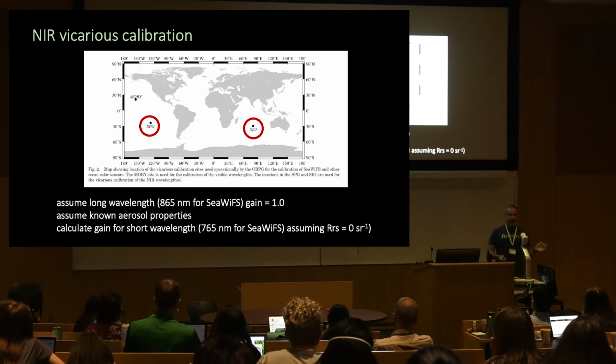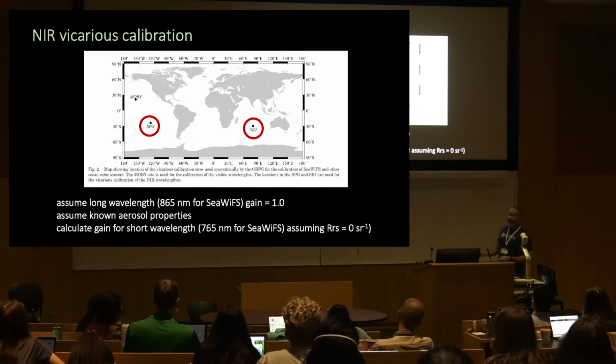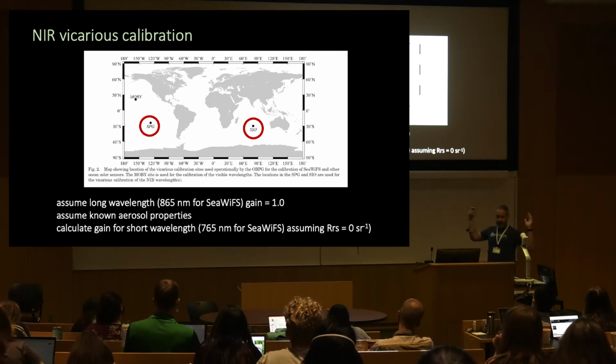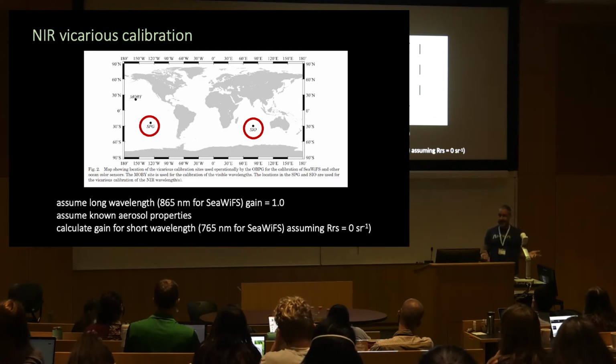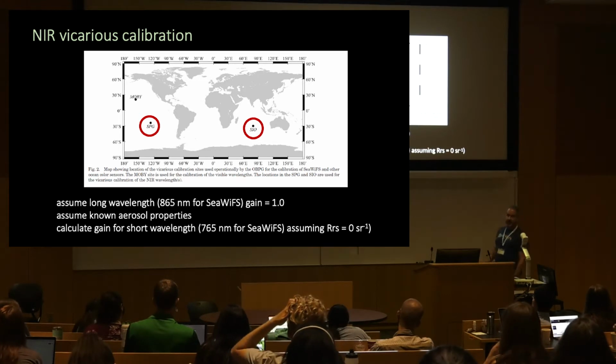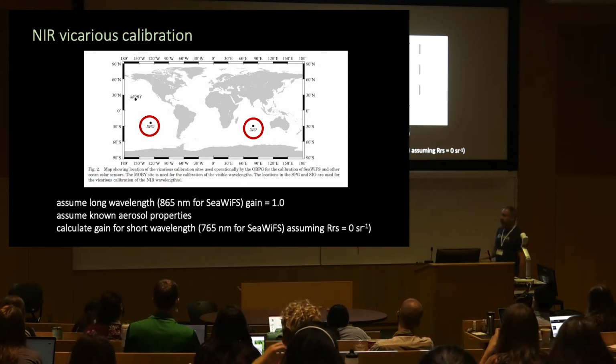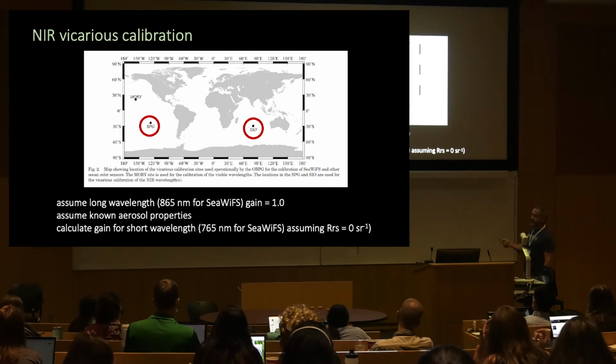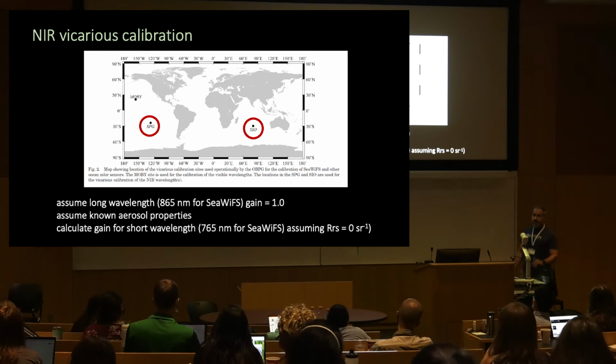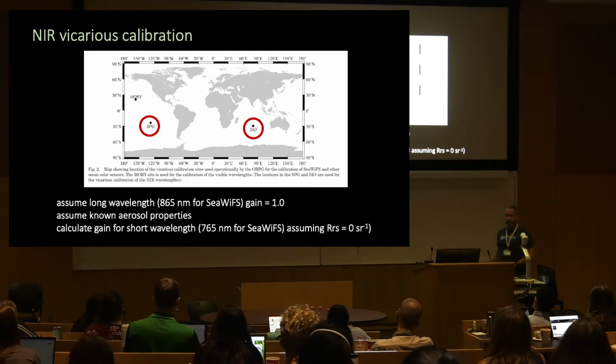But now you have to make a choice. You have to make an assumption. You have to actually make a couple. The first is you have to say to yourself, I know what the aerosol model is, because we're way offshore, we should have a nice maritime aerosol, something like that. And then you have to set one of the gains. So what we do is just assume that the gain for 865 is 1. And then you can run that process that I just described and calculate a gain for the 765 band. So the end result of this is you have 2 gains, one that we're assigning and one that we're calculating.